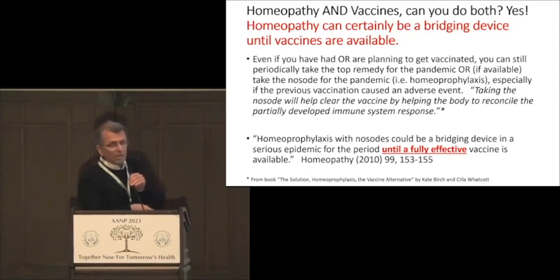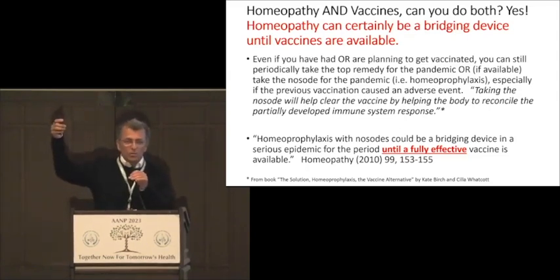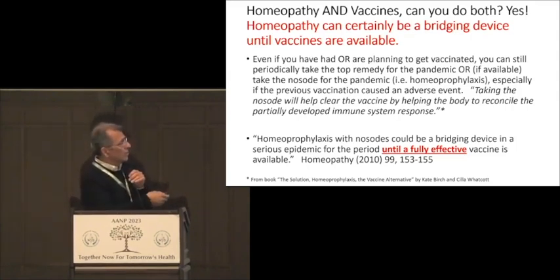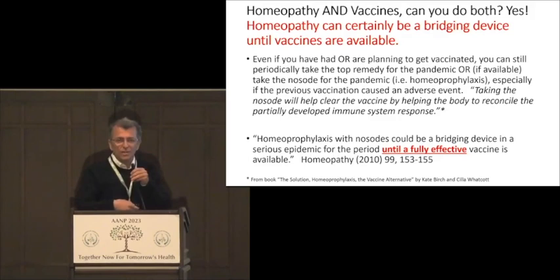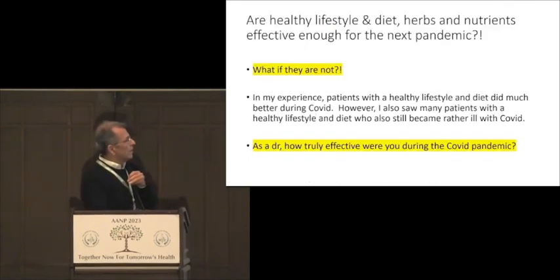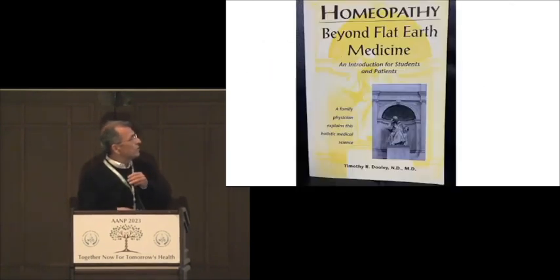So now let's say vaccines are the best method of prevention. Let's just make that a statement, an assumption. Even if that's the case, I think homeopathy can certainly be a bridging device until safe and effective vaccines are available. And I'm sure you would agree that at least it should be a bridging device for the 6 months or 9 months it takes to come up with an effective vaccine. So let's just skip that. So let's just talk about homeopathy.